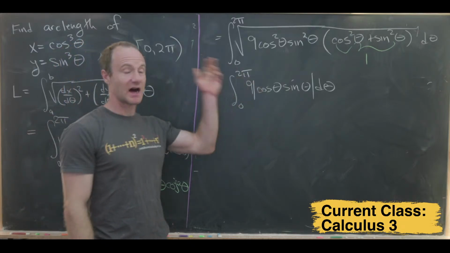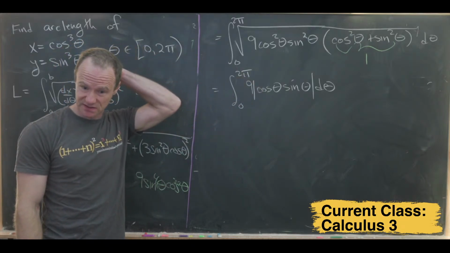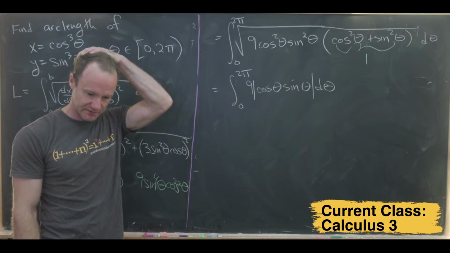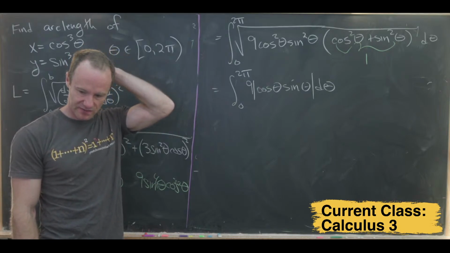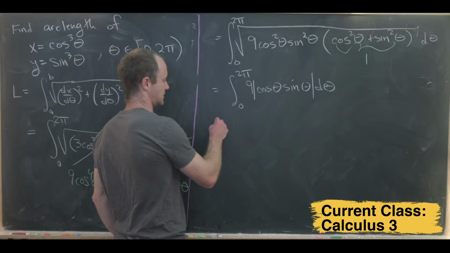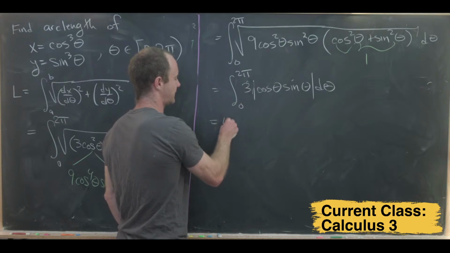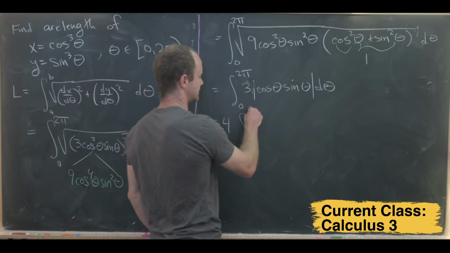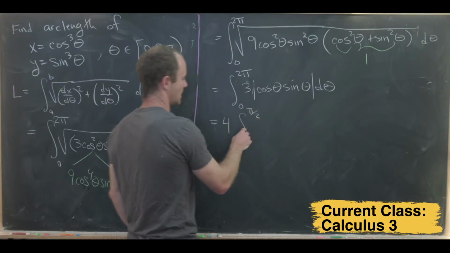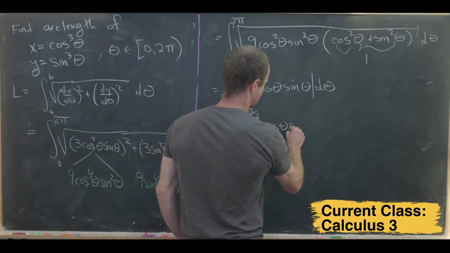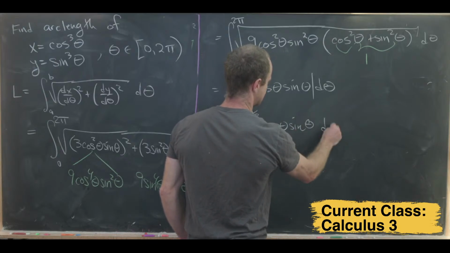So when is that positive? That means I can split this into the part where it's positive and the part where it's negative. So this is going to be 4 times the... They're also saying 3, not 9, because of the square root. Thank you. So this is going to be 4 times the integral from 0 to pi over 2 of 3 times cos theta sine theta d theta.